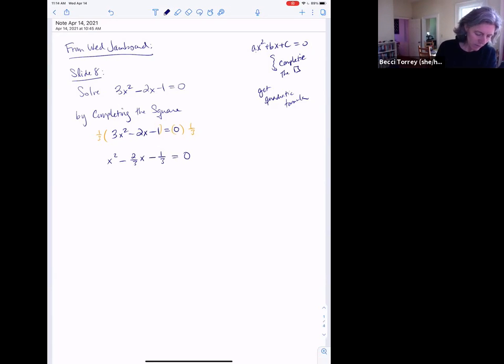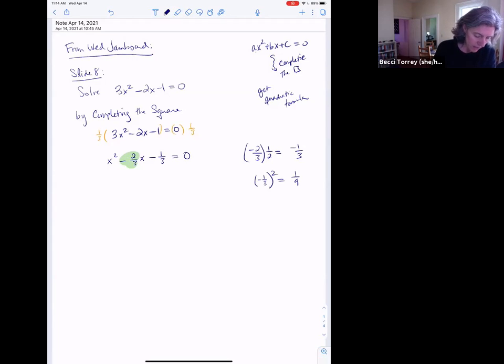The next step, if you want, you can go off to the side, is to take this b value, divide by 2 or multiply by 1/2, and then square it. So we get minus, in this case the 2 cancels, so we just get minus 1/3. Then we square it, which equals 1/9.